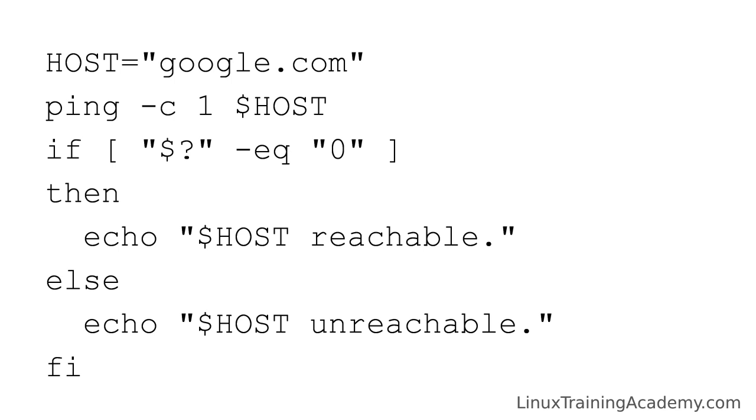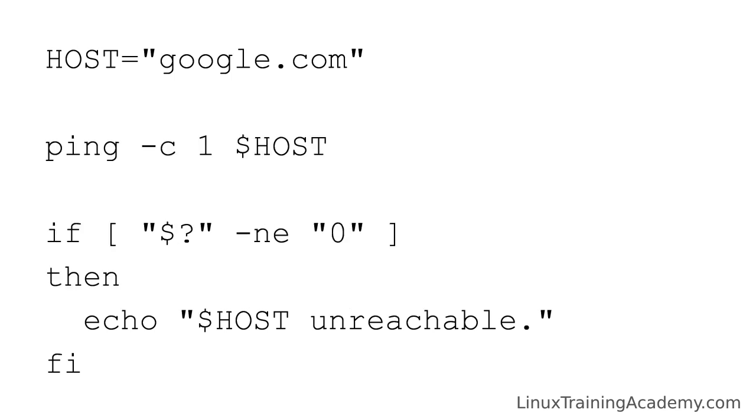In this example shell script snippet, we use the ping command to test our network connectivity to google.com. The -c option for the ping command simply tells ping to send just one packet. After the ping command is executed, we check the exit status. If the exit status is equal to 0, then we echo to the screen that google.com is reachable. If the exit status is not equal to 0, we echo to the screen that google.com is unreachable.